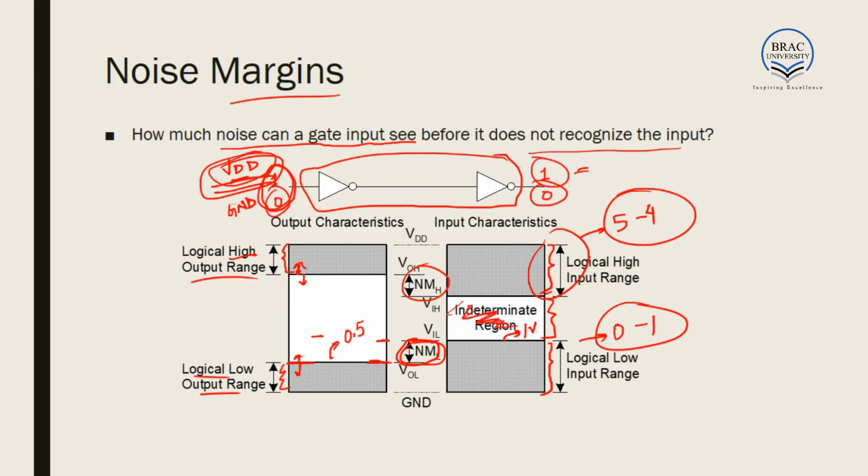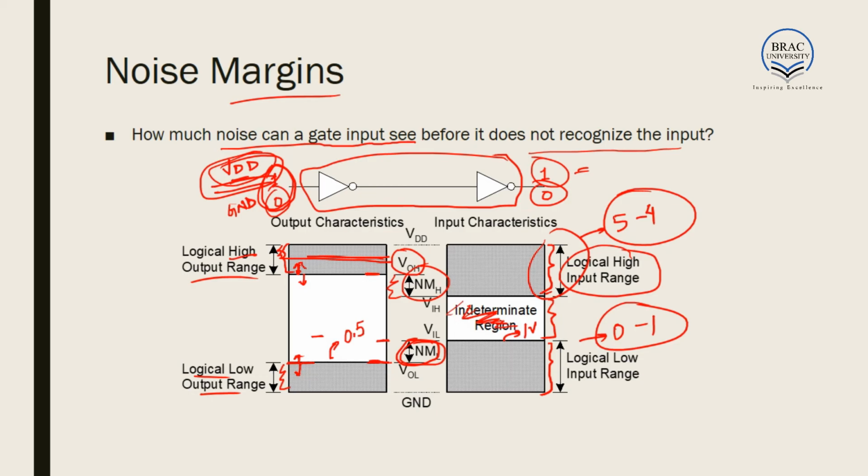At the higher end, we take the minimum level of the logic high output range and the minimum level of the logic high input range. Their difference is the noise margin at the higher end. Now, we want this noise margin to be maximum. Why do we want it to be maximum? Firstly, we want the logical high output range to be small. Why do we want that?